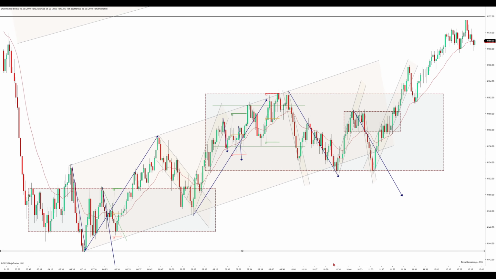Now I also want to, I accidentally moved that. There's a bigger picture measured move in play here. Let me extend this.